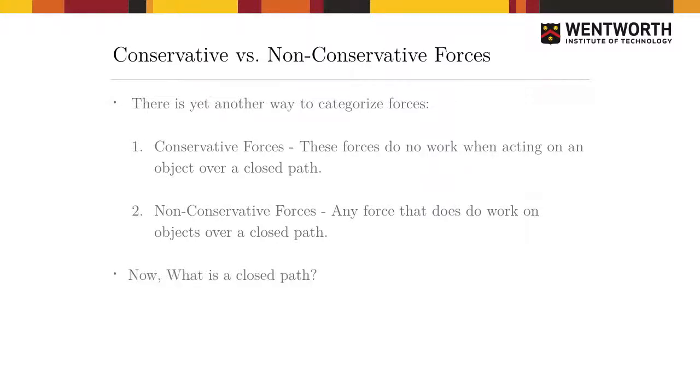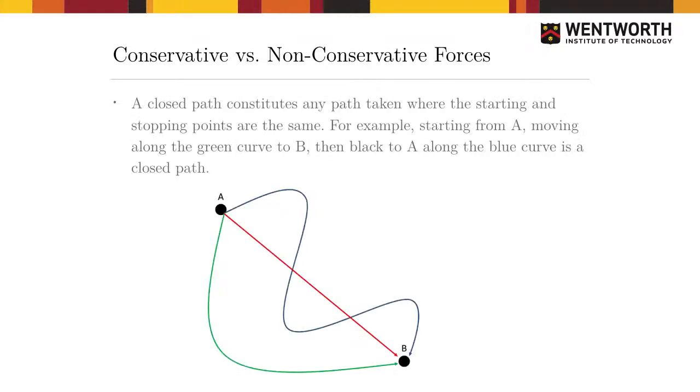Now, our notion of what a closed path is critical in understanding these types of forces. So what do we mean by a closed path? A closed path is simply any path taken from point A to point B and back to point A, as shown here. In other words, any path that starts and stops at the same position.